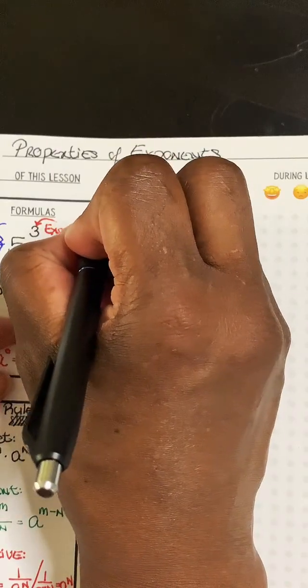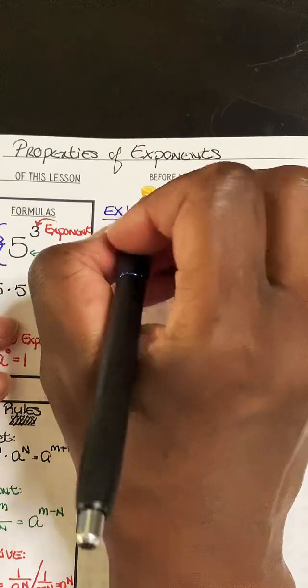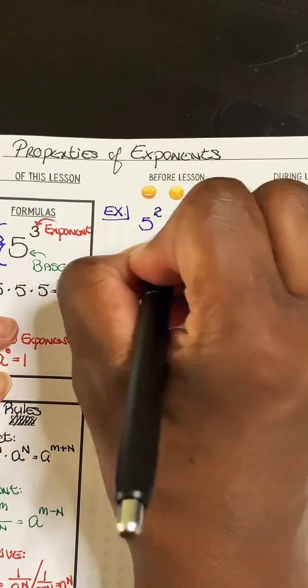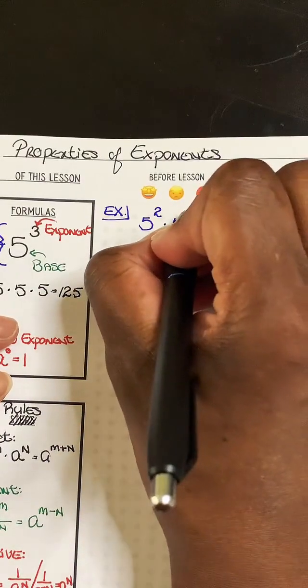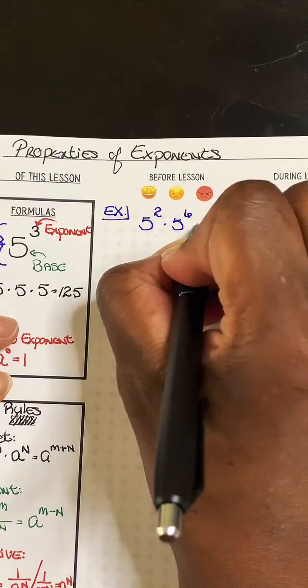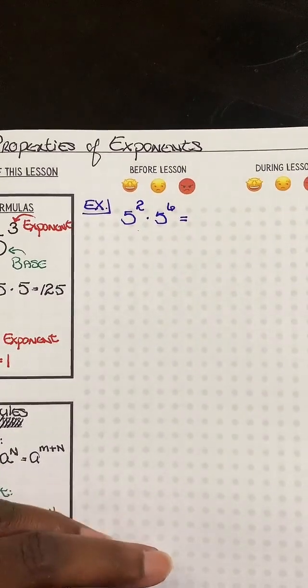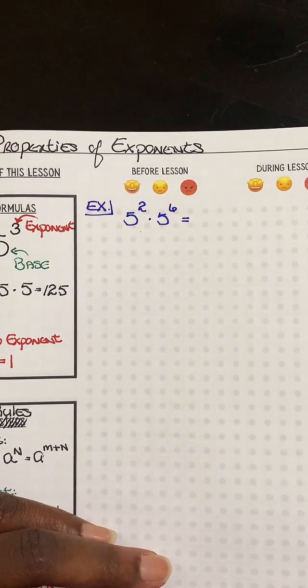Okay, so let's get with tons of examples. So first example, we have 5 to the 2nd power times 5 to the 6th power. Okay, not really solving it, but what could it be?